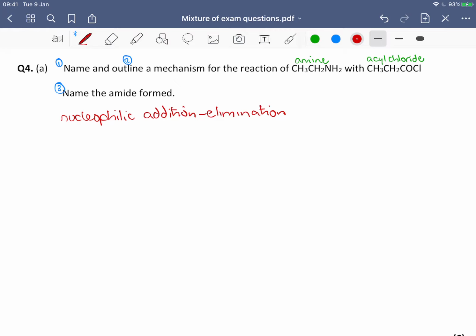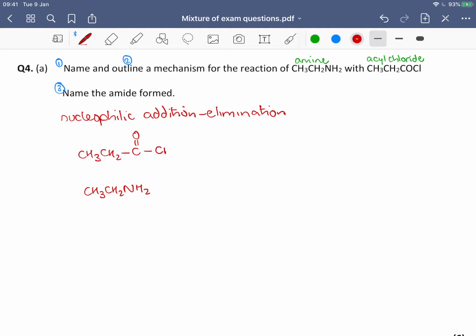So that means the reagent being attacked is the acyl chloride, and the part of it that's going to be attacked is the carbonyl group, because that's going to have a delta positive carbon. So let's just draw our acyl chloride. Okay, so it's propanoyl chloride here, 3 carbons, propanoyl chloride. It's being attacked by the amine. I think it makes sense to just draw the nucleophile underneath.